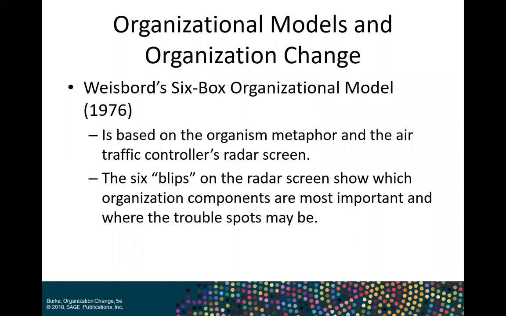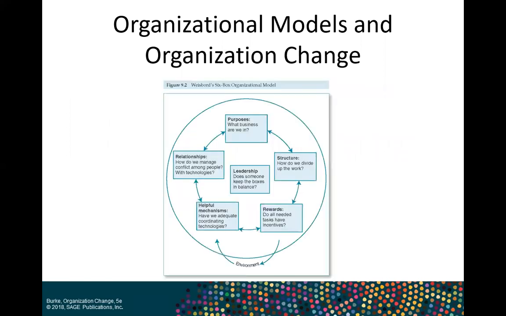Weisbord in '76 created a 6-box organizational model. He based it on a controller's radar screen, almost like an air traffic controller's radar screen. The 6 blips that we're about to see are like what you would expect on a battleship's or a submarine's radar screen, or an airline pilot's radar depiction of the skies. It starts to show where the important and trouble areas are, a sort of early warning indicator, much like a radar.